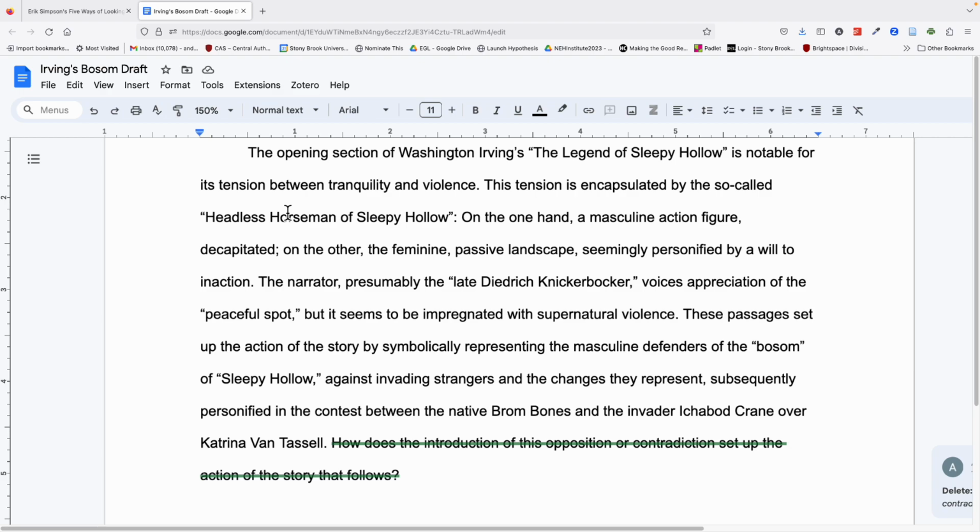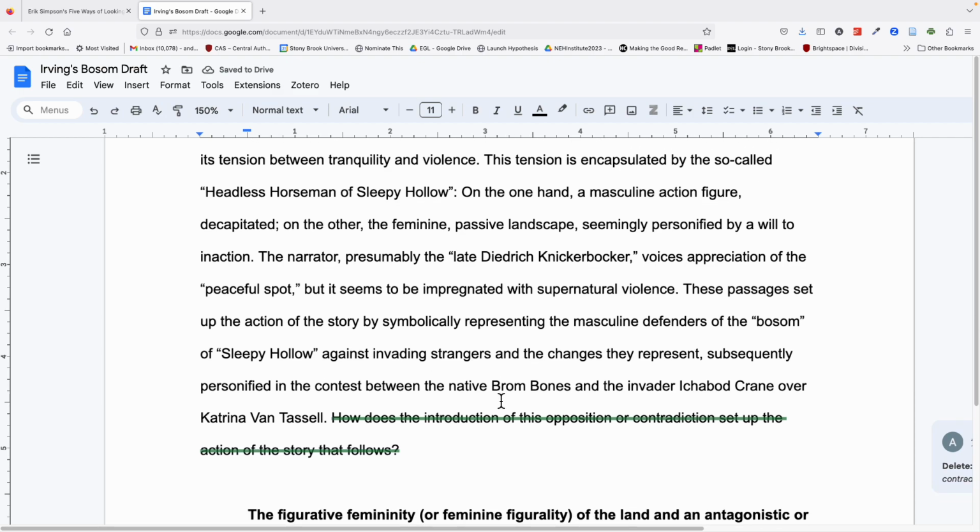And it seems to be impregnated with supernatural violence, and that diction there of "impregnated" is consonant with the idea of masculine and feminine in imagery. These passages set up the action of the story by symbolically representing the masculine defenders of the bosom of Sleepy Hollow against invading strangers, and the changes they represent, subsequently personified in the contest between the native Brom Bones.